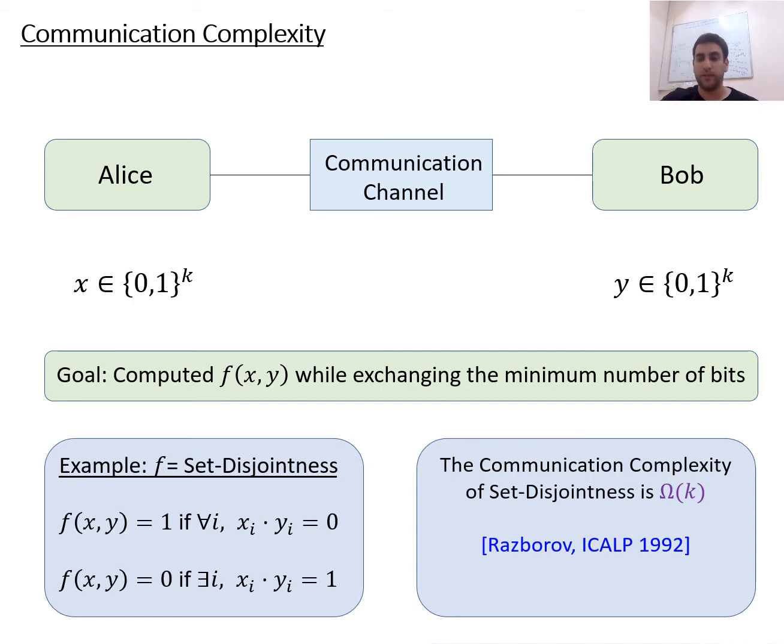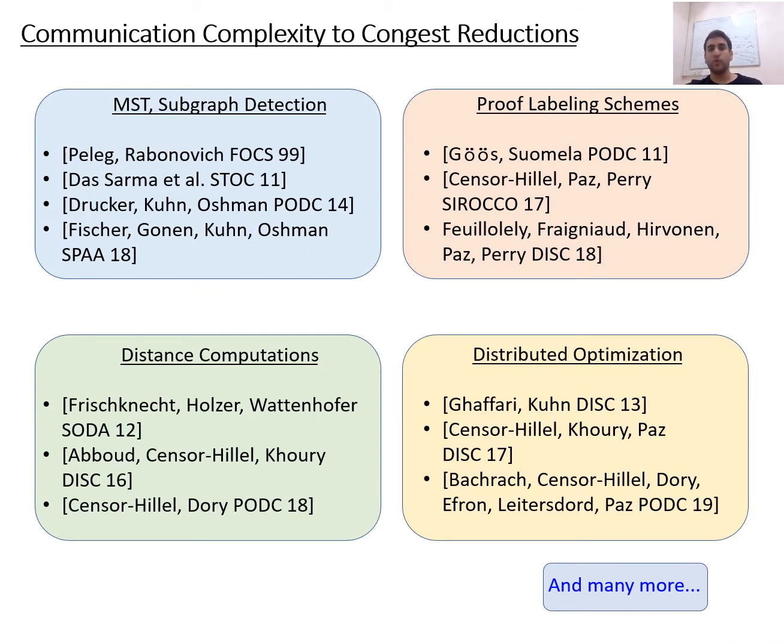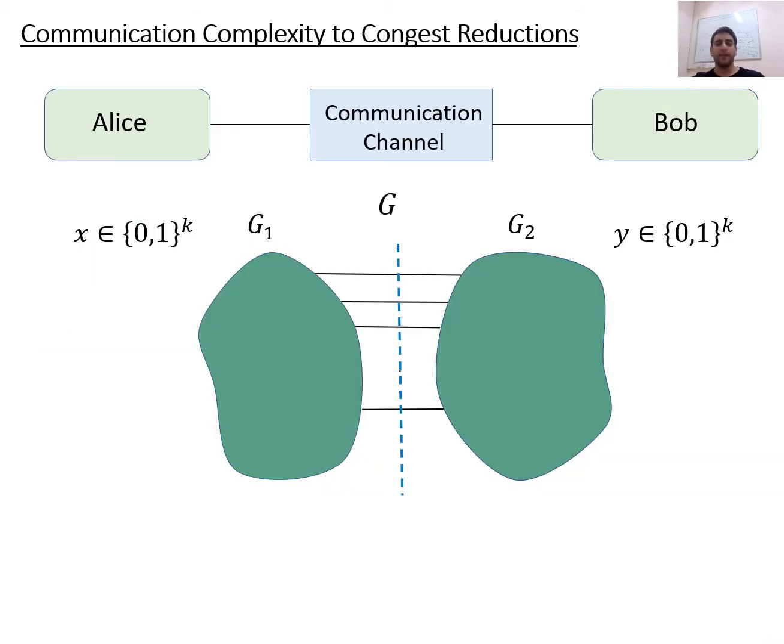Many works use this hardness result for set disjointness to prove hardness results for the CONGEST model. Examples include hardness results for MST and subgraph detection, distance computations, proof labeling schemes, distributed optimization, and many more. The high-level idea of such reductions is usually as follows. Alice and Bob, before they start the protocol for set disjointness, decide on a fixed graph construction G and a partition of G into G1 and G2, such that G1 is owned by Alice and G2 is owned by Bob. I will explain what I mean by owned in a few seconds.